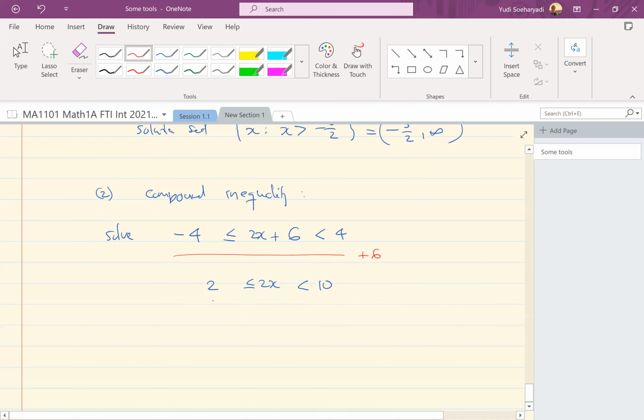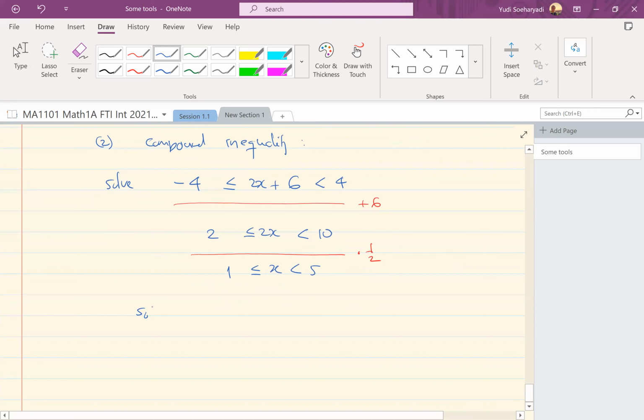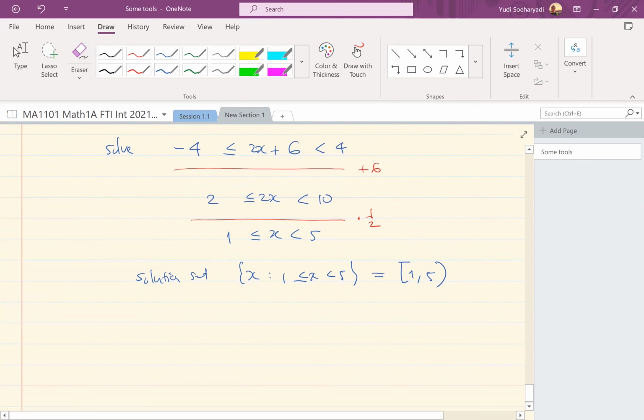All right, and then times 1/2. So you get x between 5 and 1. Okay, so here now the solution is x between 1 and 5, or interval notations, this is 1 is included, 5 is excluded. Okay, so that's the solutions.